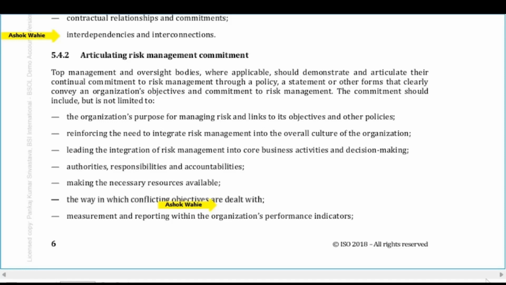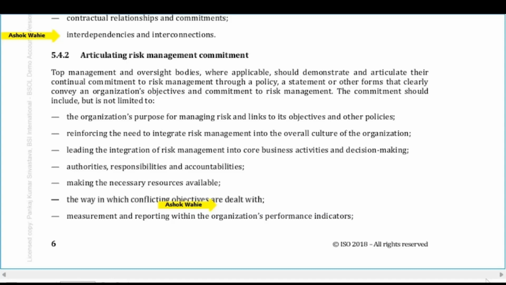So normally you have a conflict resolution committee. So if the HR is saying something, IT is saying something, and business is saying something, which are all different and they are all conflicting objectives and views and perceptions, ultimately, who's going to take a decision? Now, this is a very practical point in most organizations. So, do you have a conflict resolution committee? How are the conflicting objectives going to be dealt with? So, that should be included as a risk management commitment through a policy statement or any other form.